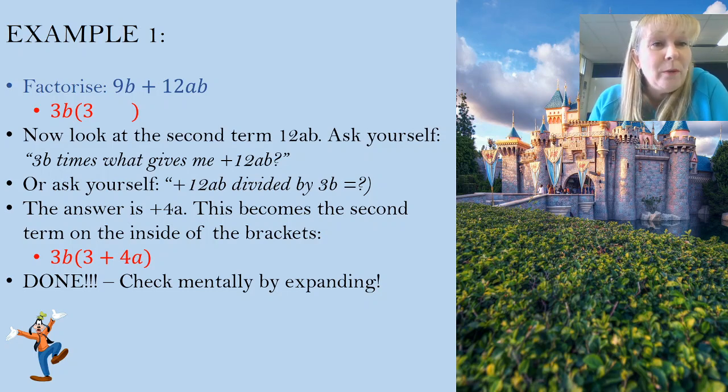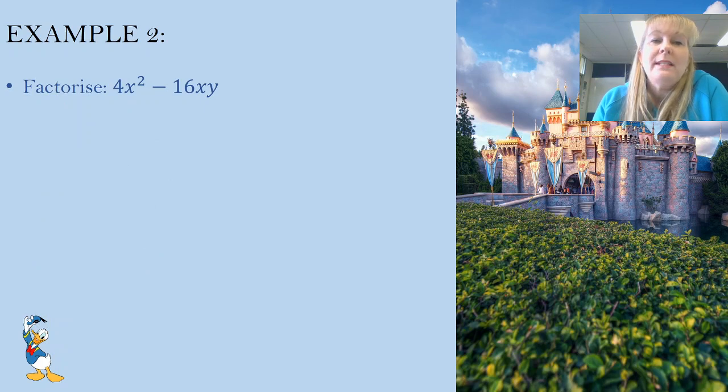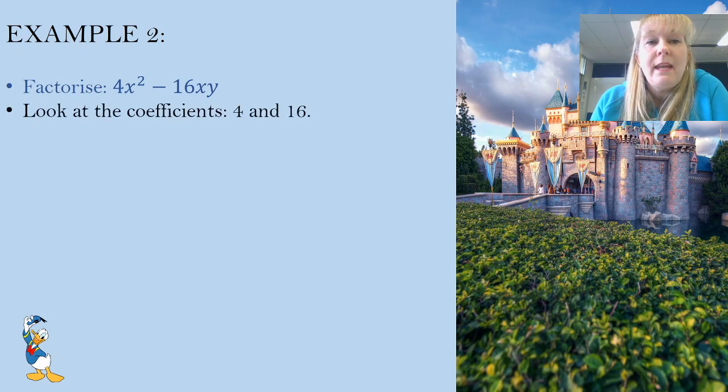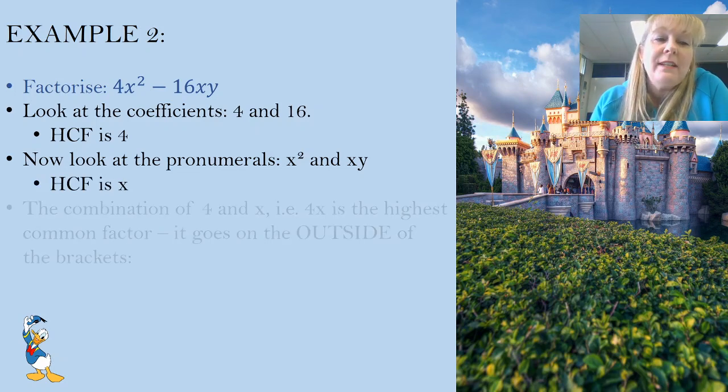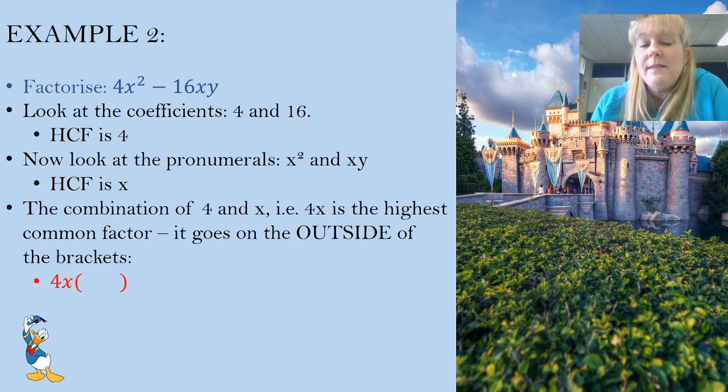So let's look at example 2. 4x squared take away 16xy. Now straight away I can see that subtraction sign. That's a little warning bell for me that I need to be a little bit more careful this time. And I'm going to follow the same process again. Looking at the coefficients 4 and 16, what's my highest common factor? It's 4. Looking at the pronumerals, x squared and xy, what's the highest common factor? It's x. So the combination of 4 and x, 4 times x, is my highest common factor. It's going to be on the outside of an empty set of brackets. So it'll be 4x and then brackets with some space for me to write inside the brackets.